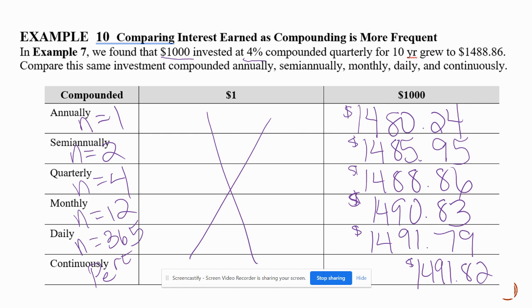So the difference between hitting that equals button 1 time a year versus continuously goes from $1,480 to $1,491. So roughly about $11.50. Not really a whole lot. Now imagine if you have a much larger amount that you've invested at a bigger interest rate, that difference will get pretty significant. But it doesn't really change a whole lot in each of the different compoundings.